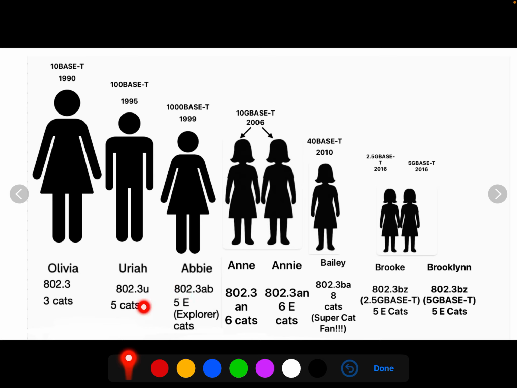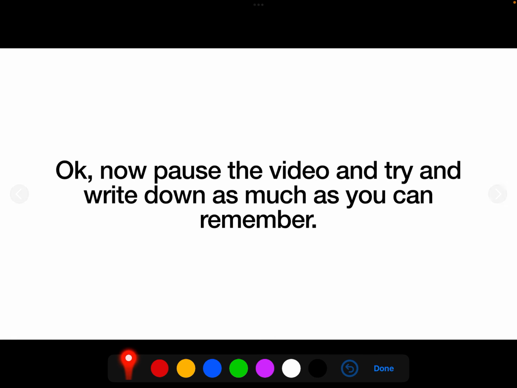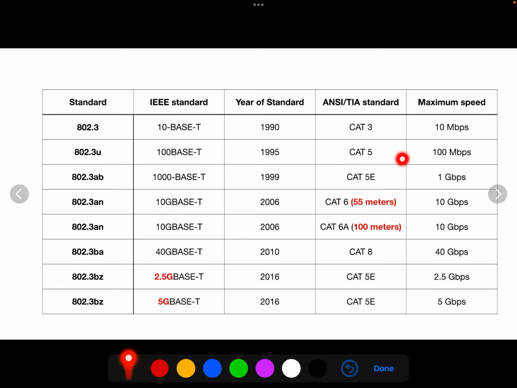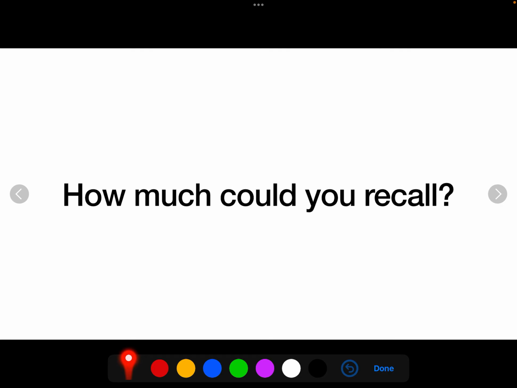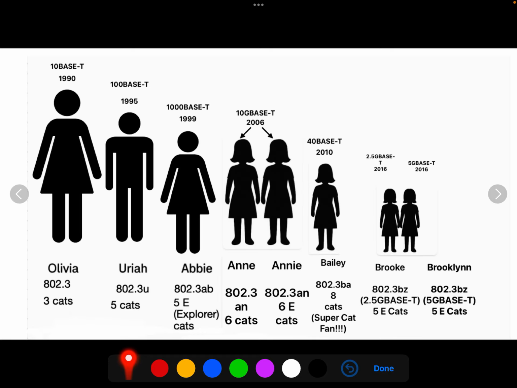Uriah, 8.3u, actually the only boy out of the 8 siblings. U for Uriah. 1995, the standard's release, so I'm saying Uriah was born in 1995. 100BASE-T, so we can do 10 times the speed of the previous standard. 8.3u used Cat 5 cabling, 100 megabits per second. So that's why I'm saying Uriah has 5 cats. So try and remember this as a family. I think it'll help you. 5 cats.